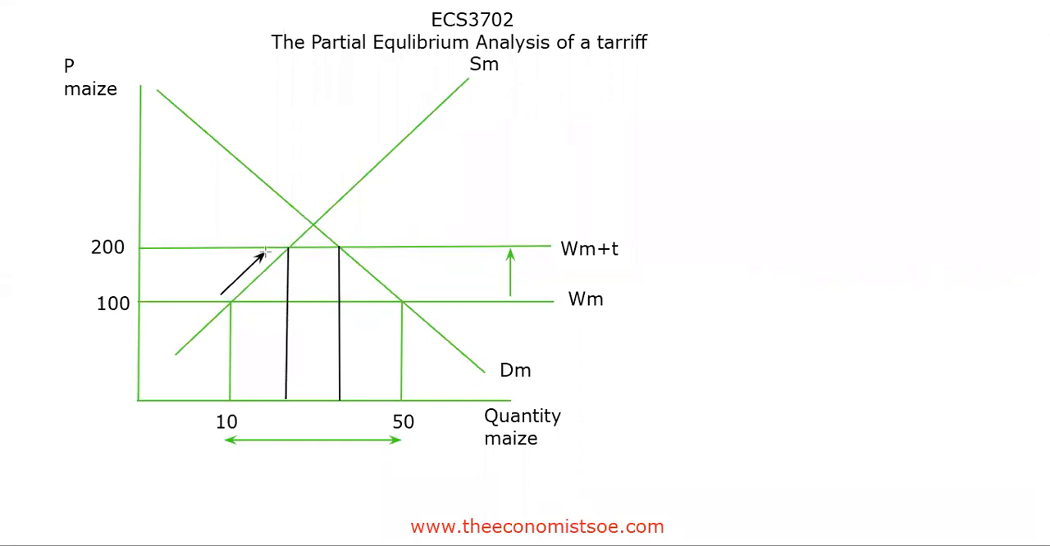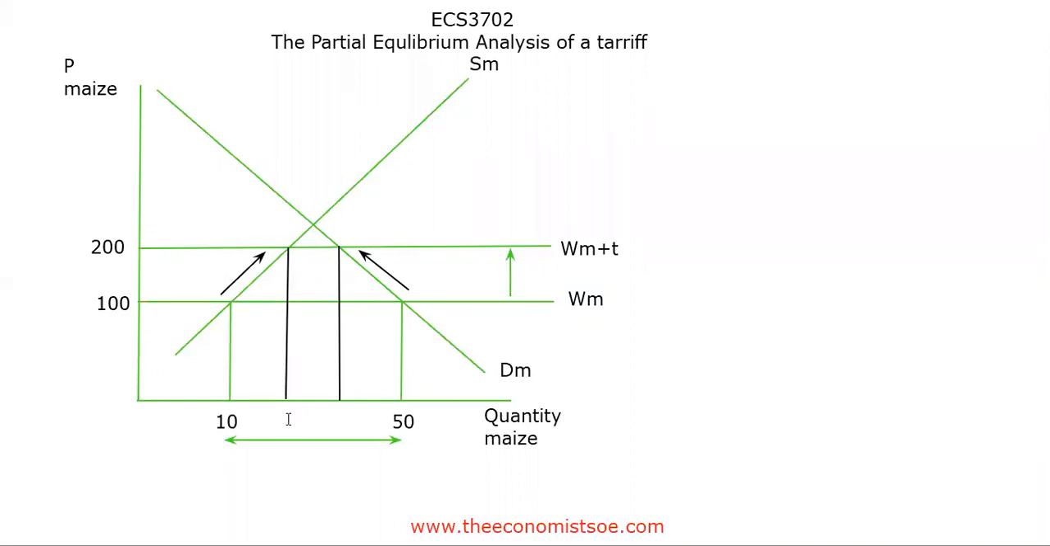Domestic supply will increase because the goods have become expensive. So when the price of maize becomes expensive, it motivates domestic suppliers and they will start to produce more. As well as domestic demand. The goods have become so expensive, what will happen to demand? Demand will decrease. Okay. The gap between the two is now the new level of imports.